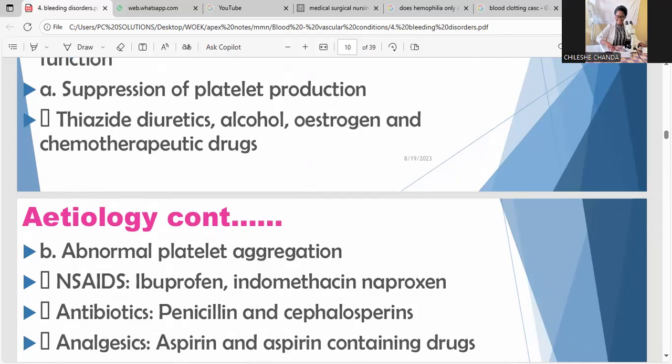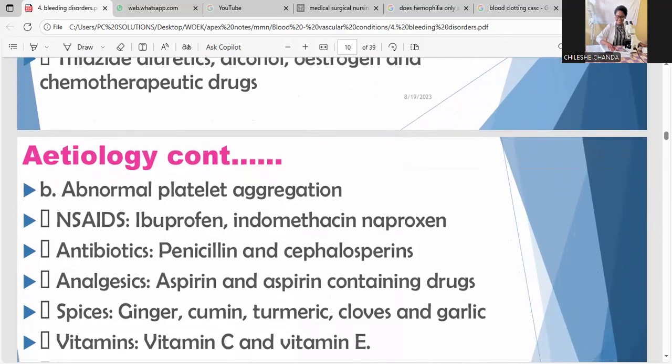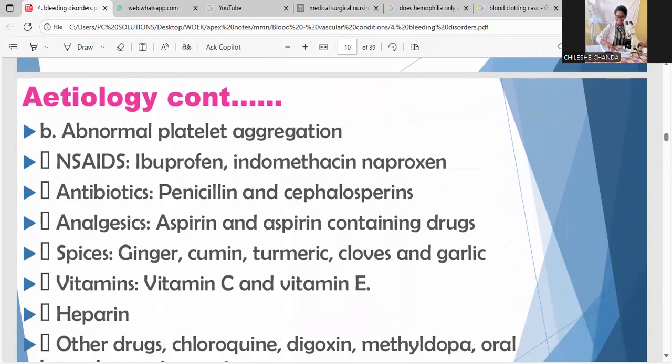And then we have other drugs that result in abnormal platelet aggregation. These include groups of drugs such as NSAIDs. Under NSAIDs, we have drugs like ibuprofen and indomethacin. Under antibiotics, we have penicillin and cephalosporins. Analgesics, we have aspirin and any aspirin-containing drugs. Then we have spices such as ginger, cumin, turmeric, cloves, and garlic. These also lead to abnormal platelet aggregation.